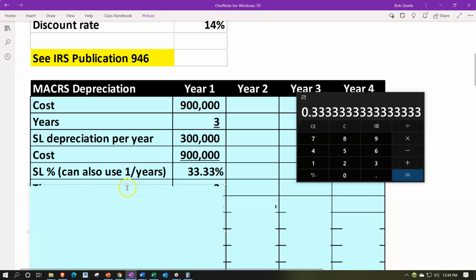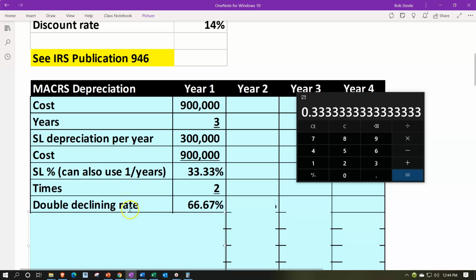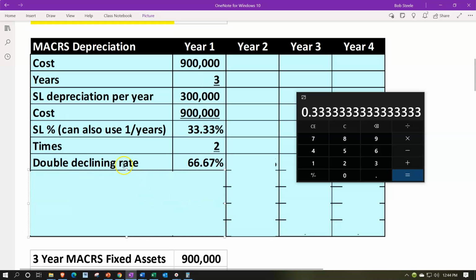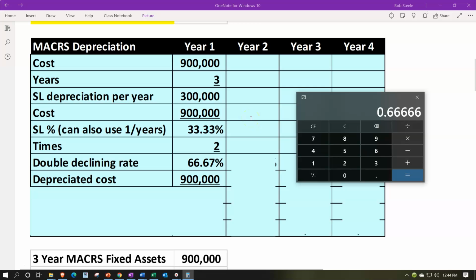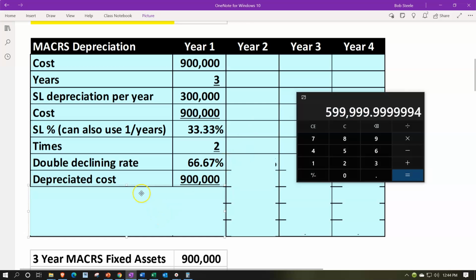33.33%, and so on. Now, if we take that and multiply it times 2, we get the 66.67 on forever. This is rounded. This is actually 66.666666 on forever. That would be the double declining rate. That's why it's called double declining. It's going to be a front-loaded kind of depreciation method. If we take that, the 0.666666 on forever, times the 900,000, we get about 600,000.